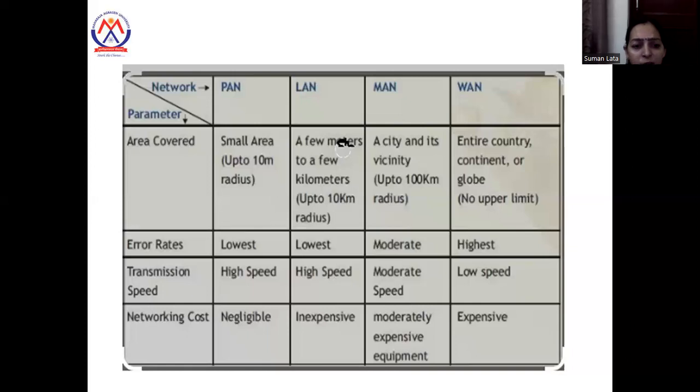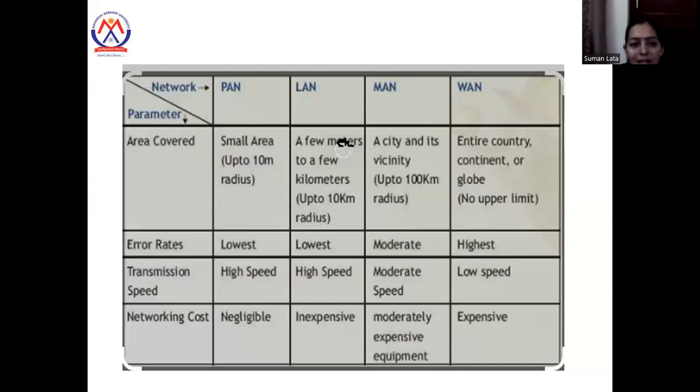Next criteria is networking cost. PAN is a smaller area network. Here, cost of the network establishment is very negligible or small. LAN is inexpensive. It can be accommodated with less expensive equipment. For MAN, moderately expensive equipment are required for implementing. However, WAN is expensive because it covers a larger and larger area. This is all about the types of computer network.